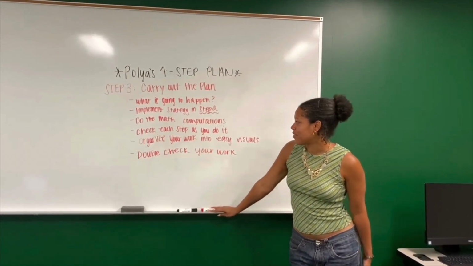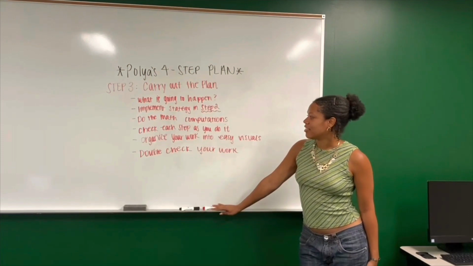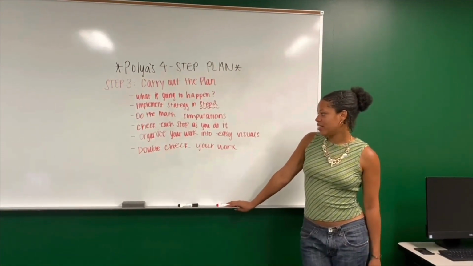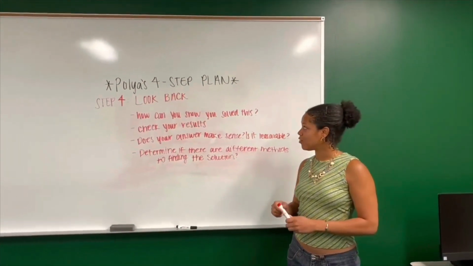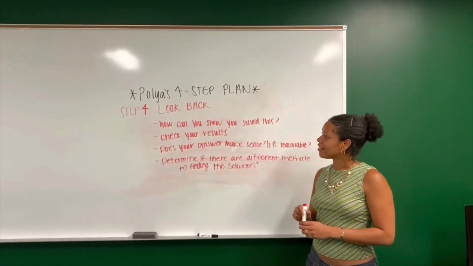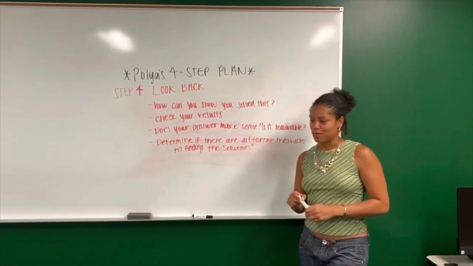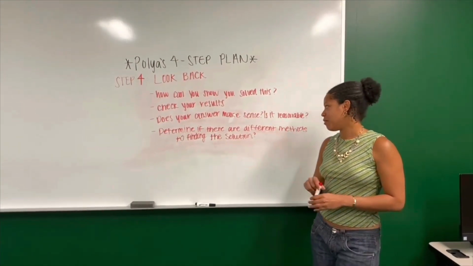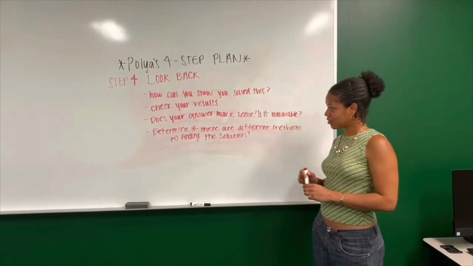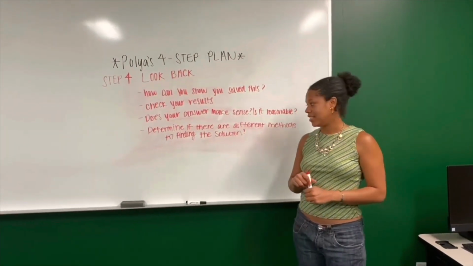All right, this is step 3 of Polya's four-step plan. Carry out the plan. What is going to happen in this step? Implement strategies we used in step 2. Do the math computations. Check each step as you do it. Organize your work into easy visuals and double check your work.